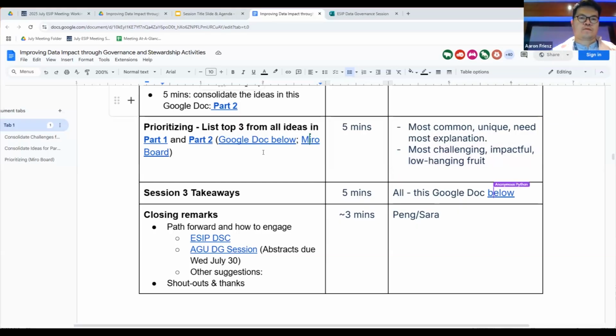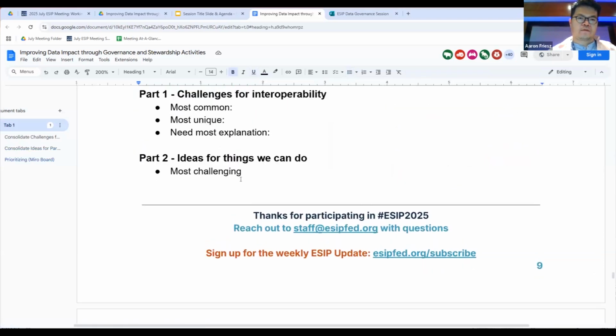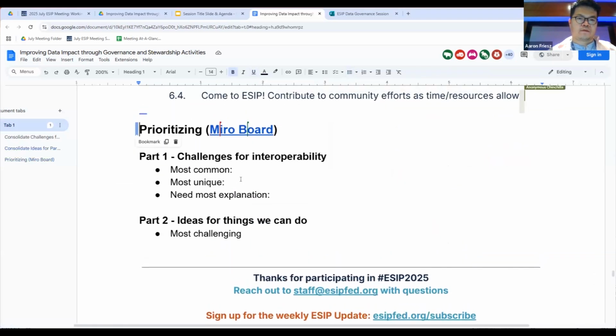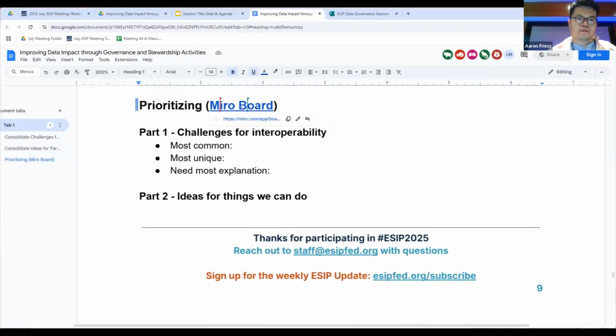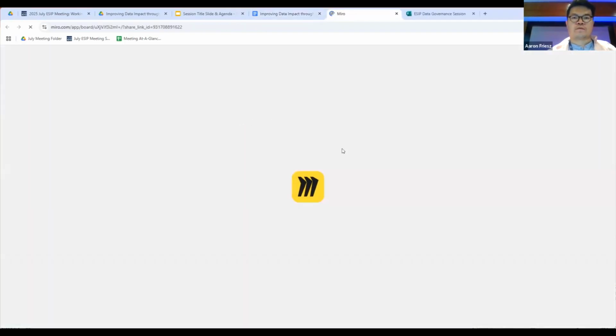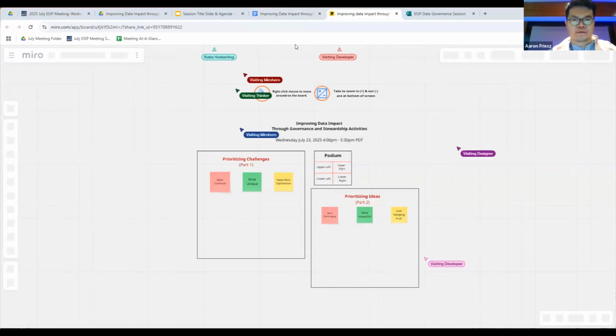If you click on the part 1, part 2 Google Doc, we also have a mirror board where you can put sticky notes. If you want to vote up, you can just put +1 or something on that particular note. So we have 5 minutes for that.